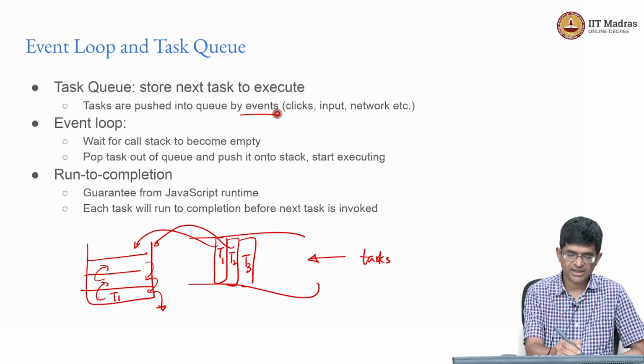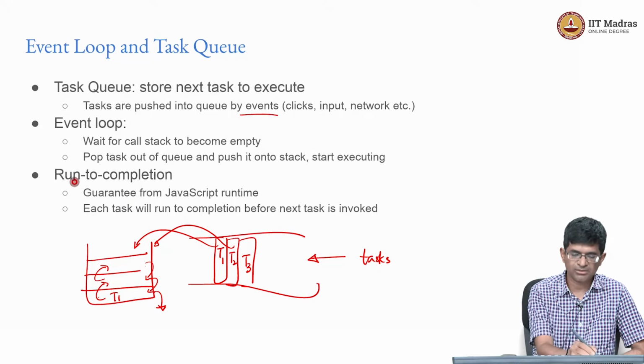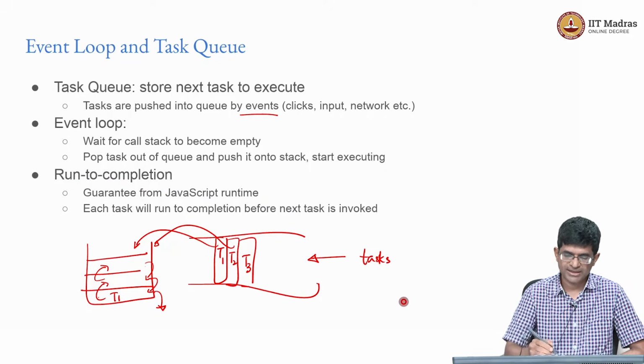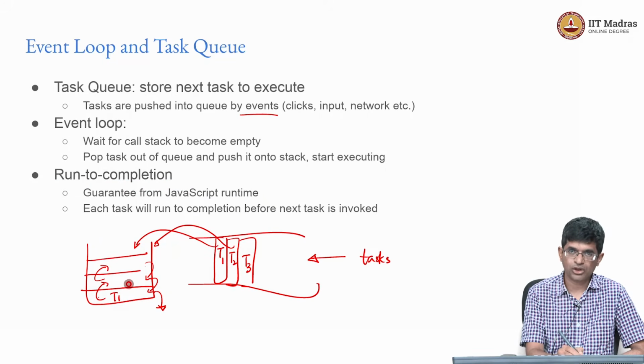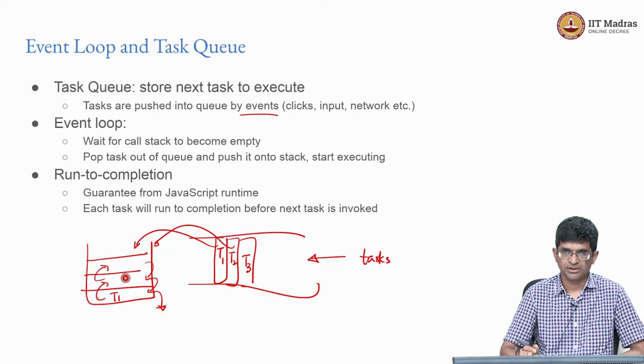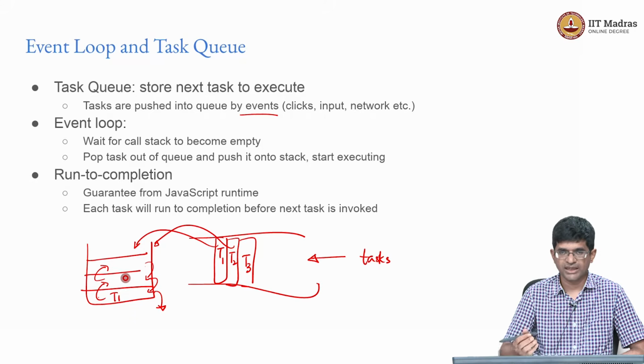Now there is one reason why this whole thing becomes very important to keep in mind, which is that JavaScript guarantees something called run to completion semantics for any task. Okay. What that means is once a task has made it onto the call stack, the task has to complete before the next task can be fetched. Okay, think about that for a moment.